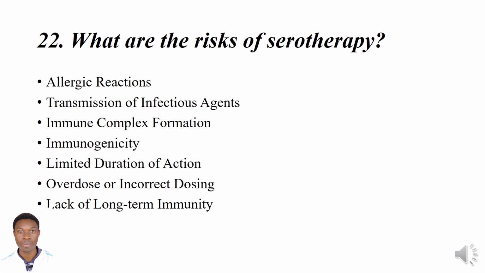Then there is overdose or incorrect dosing, which is an excessive antibody dosage. If too much antiserum is given, there is a risk of excessive immune system activation, which could cause systemic inflammation, organ damage, or shock. Proper dosing is crucial for minimizing side effects.